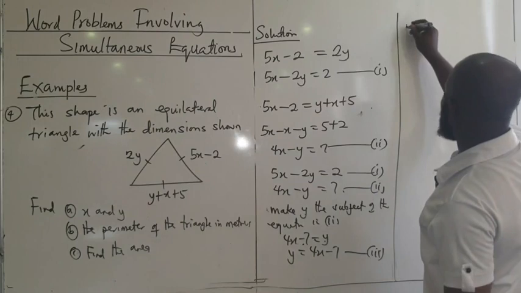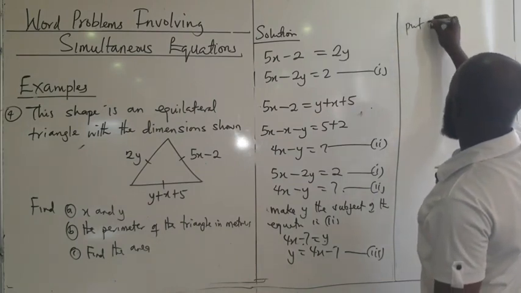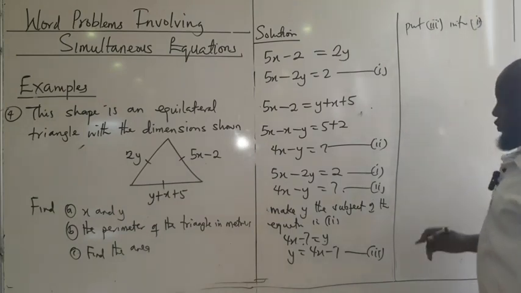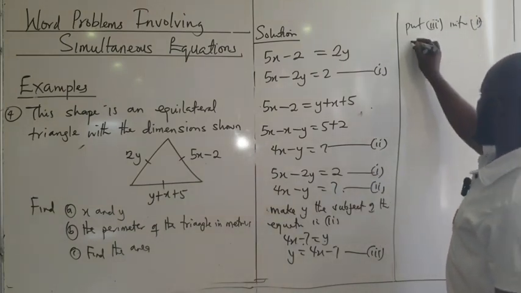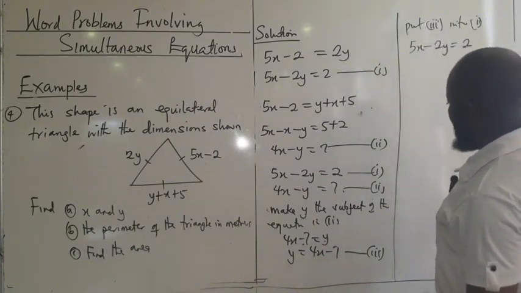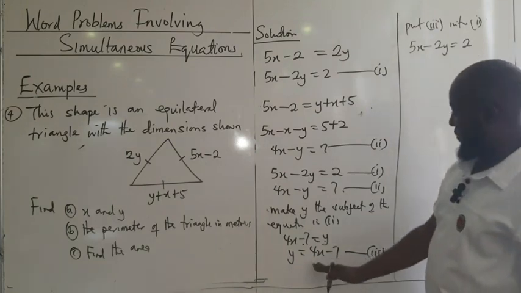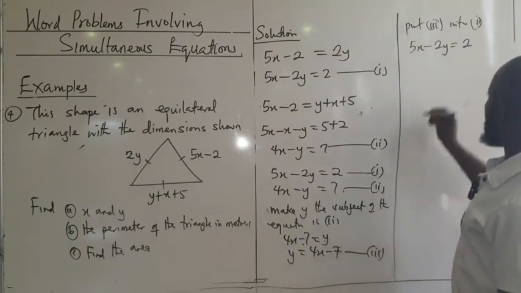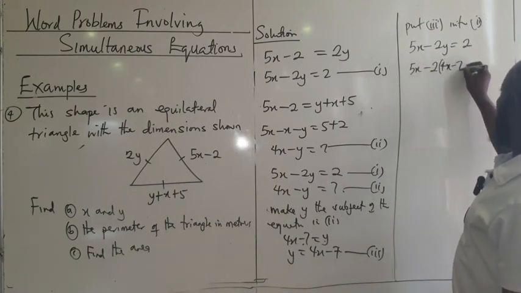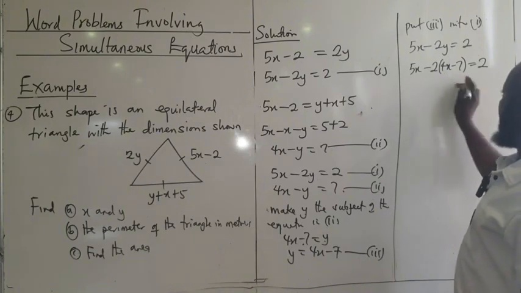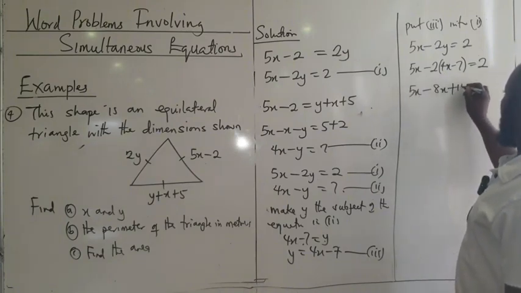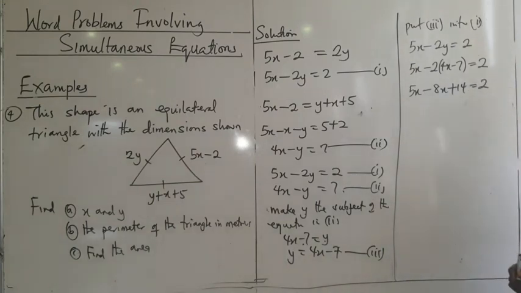So that means we're going to put equation 3 into equation 1. Is that clear? So where is equation 1 is here. That is 5x minus 2y equals to 2. So wherever we see y, we're going to put 4x minus 7 there. So that means we have 5x minus 2 into 4x minus 7 equals to 2. So we open the bracket. So 5x minus 8x plus 14 equals to 2. I hope this is clear.